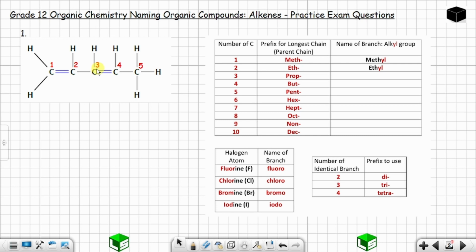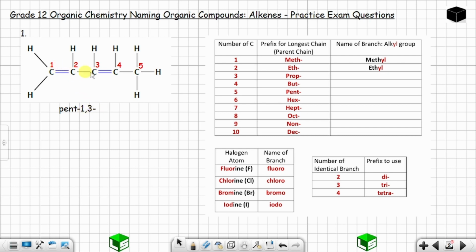Okay, now let's name this organic compound. The parent chain is made up of 5 carbon atoms. You can see that. We are going to use the prefix pent. You can see there's pent when we have 5 carbon atoms in the parent chain. So it will be pent like this, the prefix. And now you have the double bond on carbon number 1 and carbon number 3. So you are going to have 1, 3 like this.